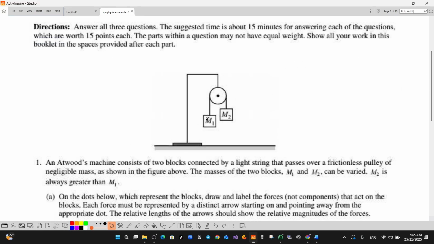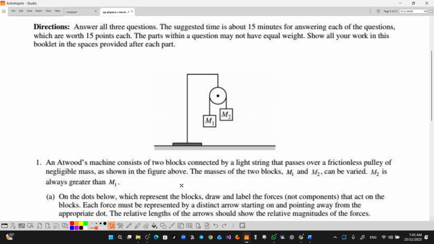As we can see here, we have two masses, M1 and M2, hung by two strings connected to a pulley. The masses of the two blocks M1 and M2 can be varied. M2 is always greater than M1. And we mean by that the acceleration will be acting downward for M2, and for M1 it's acting upward, since M2 is heavier than M1.